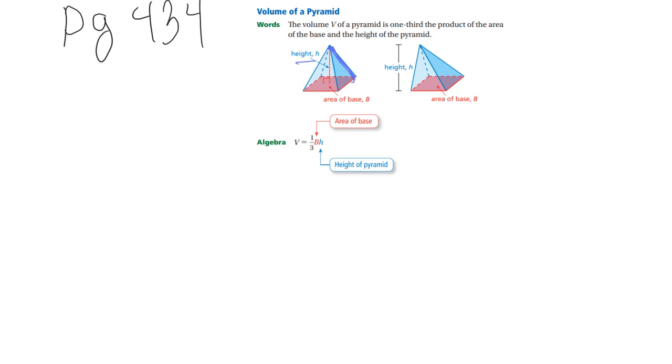But basically, we're going to do the same thing as with the prisms. We're going to multiply the area of the base, the capital B, times the height of the pyramid, and then multiply it by 1/3, which is the same thing as dividing by 3. So we're going to try one of these.